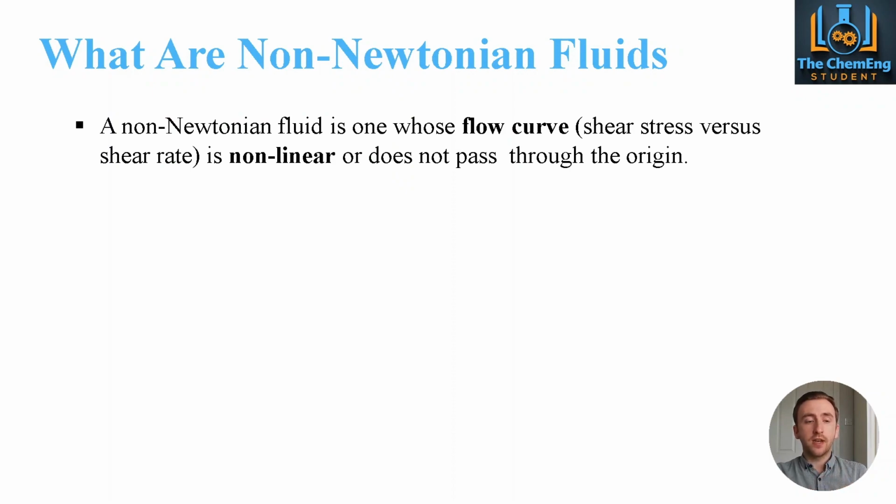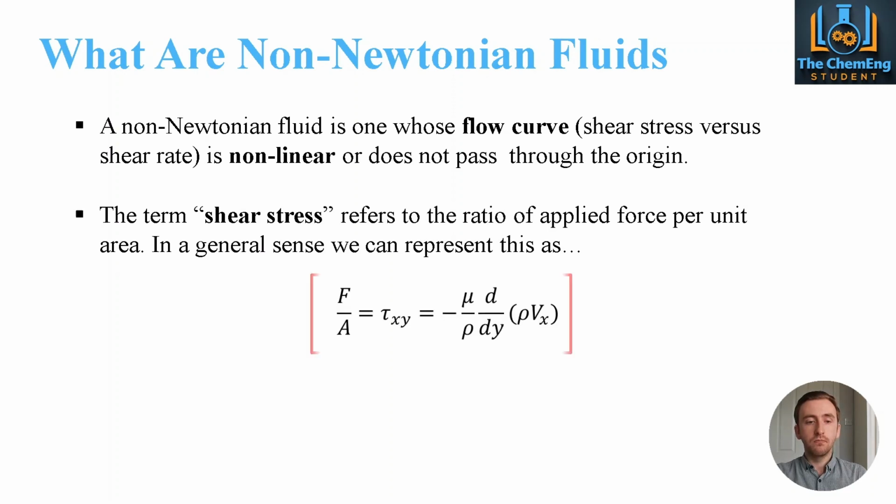So the first question that we have to ask ourselves is, what are non-Newtonian fluids? In a nutshell, a non-Newtonian fluid is one whose flow curve, i.e. the shear stress against the shear rate, is non-linear, or it doesn't pass through the origin. Now the term shear stress here refers to the ratio of the applied force per unit area, and it's given by this general formula here.